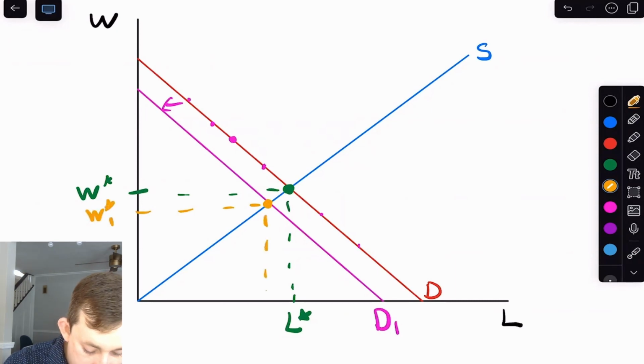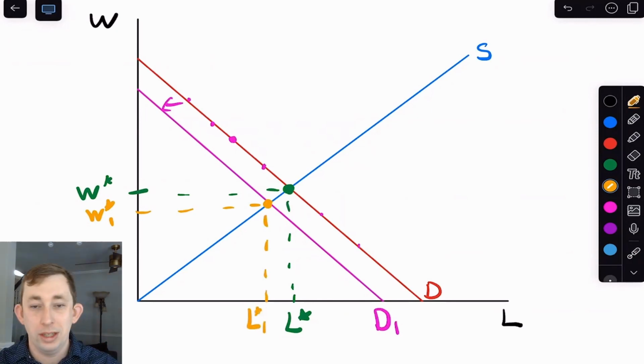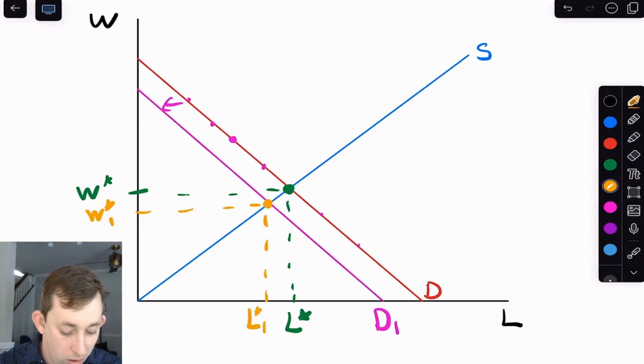And if we go down to the x-axis, this is going to be L star 1. So when our demand goes down, we have a lower quote-unquote price, we're paying a lower wage, and we have a lower quantity, which is represented by a lower L star. Again, nothing new here. The only thing you need to keep in mind is when this demand curve shifts, that's again, the price is changing, the technology is changing, or the productivity is changing. Those are all things that shift the demand curve. They do not shift the supply curve.